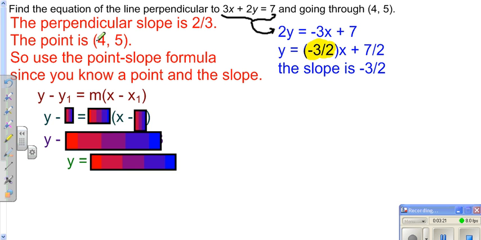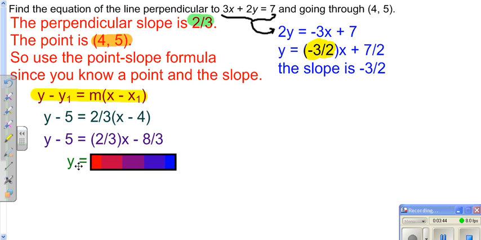Since we are given our point and we are given our slope, I'm going to use the point slope formula. So I'm going to go ahead and replace my m with my slope. Plug in my x coordinate of 4 for my x sub 1. Plug in my y coordinate of 5 for my y sub 1. Now I'm going to just go ahead and get rid of the parentheses by distributing through, get y by itself, so I'm going to add 5 to both sides. And there's your equation down in green for your line.